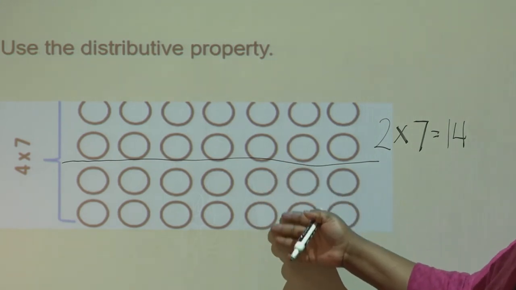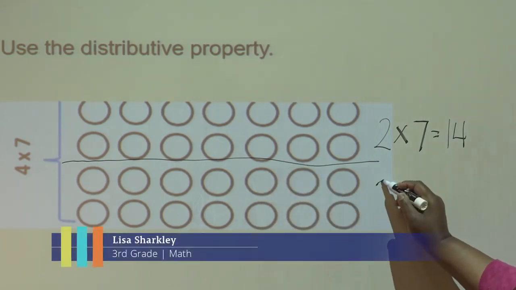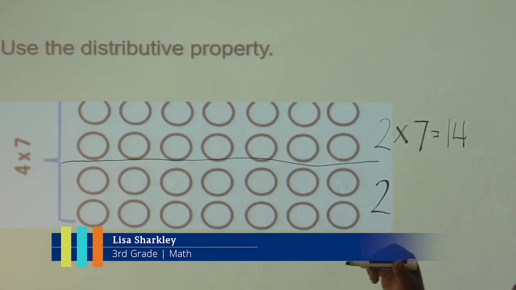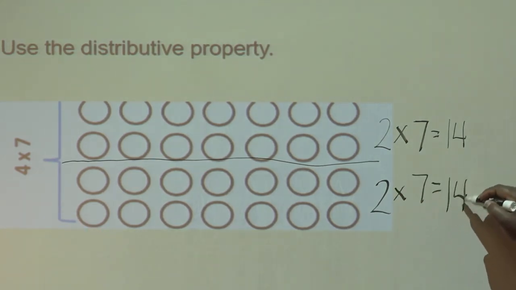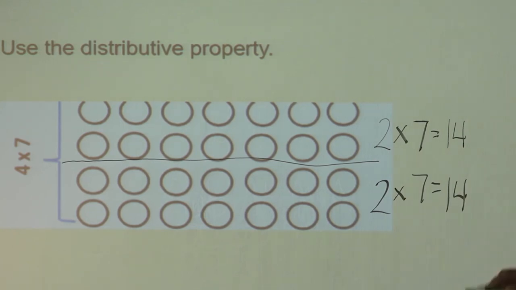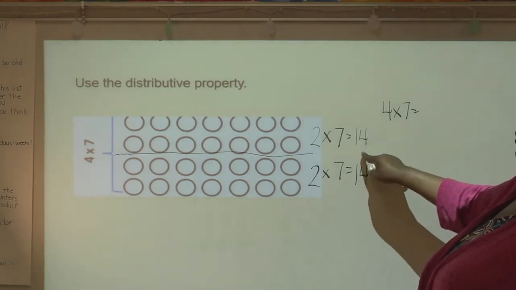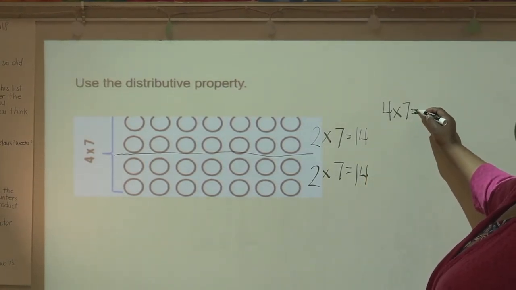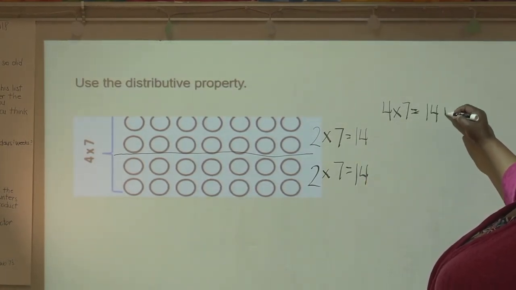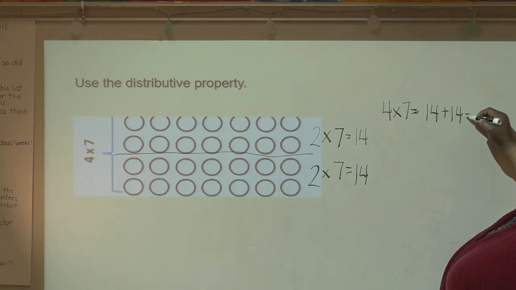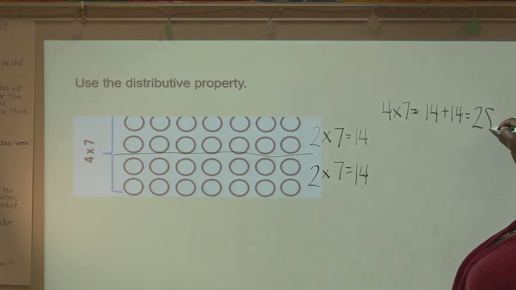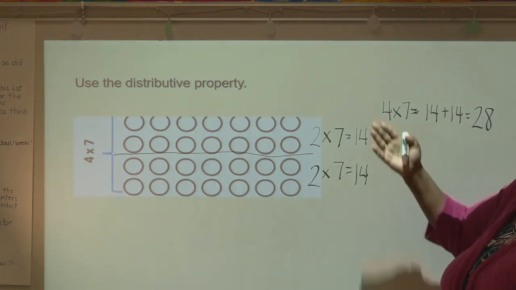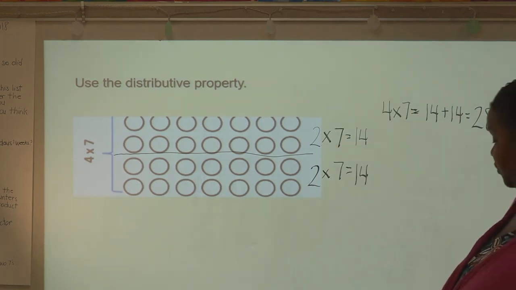Also, this is a mirror image at the bottom. It also has 2 rows with 7 in each row. 2 times 7 equals 14. So to find my product, I would say 4 times 7 is equal to 14 plus 14. And 14 plus 14 would be 28. Another strategy. That's how to use the distributive property.